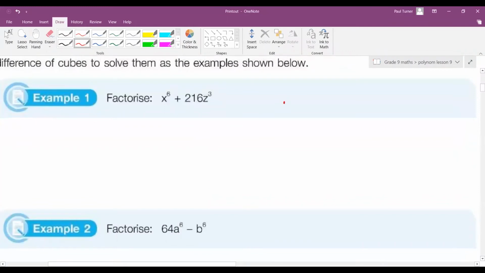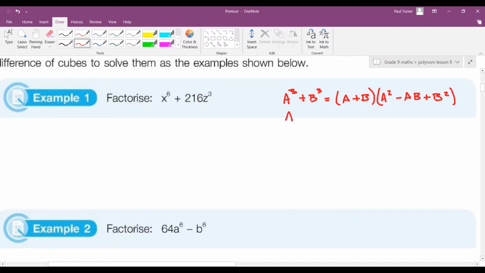Remember we had a cubed plus b cubed, which was a plus b. So just write the a and b down again. Then we'll have a squared minus ab plus b squared. That's the sum of cubes.